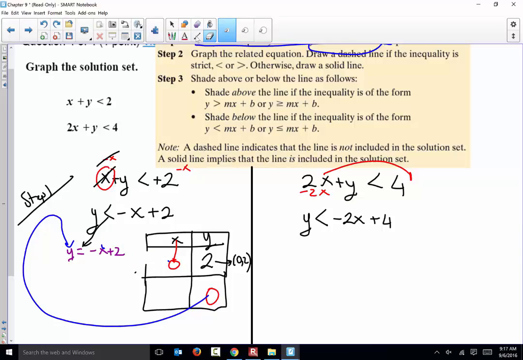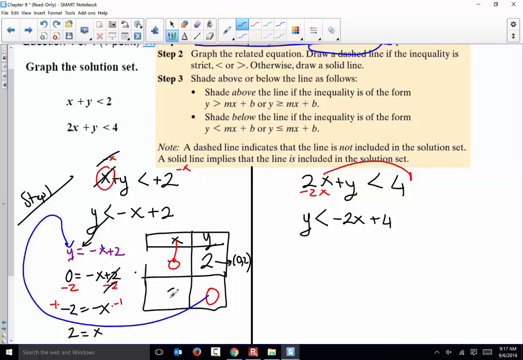Once I set y to 0 and solve for x, I need to subtract 2 from either side. And for x, multiply both sides by minus 1, so you can cancel that minus sign. Okay, and we will get x equals 2. 0, 2 and 2, 0 are the 2 points you made.